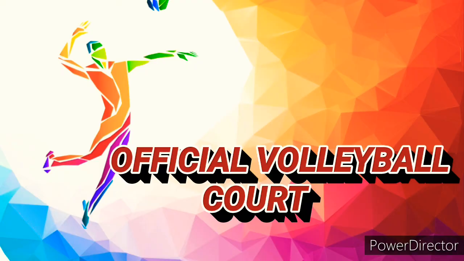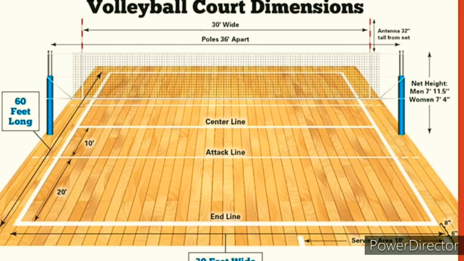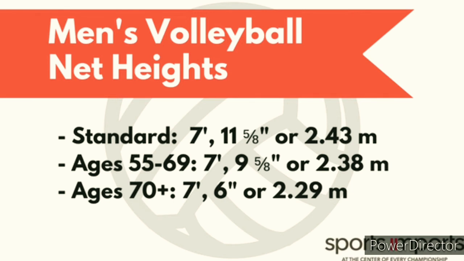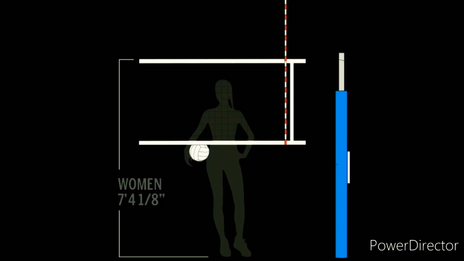And now guys, I am going to explain and show you the official volleyball court and ball. Official volleyball court. This shows the picture of the official volleyball court. Volleyball court is 9 meters wide and 18 meters long. This is then divided into two halves of 9 meters. A net which is 1 meter wide is placed in the center so that the top of the net is 2.43 meters high for men and 2.24 meters for women. The height is often varied for different types of players such as veterans and juniors.